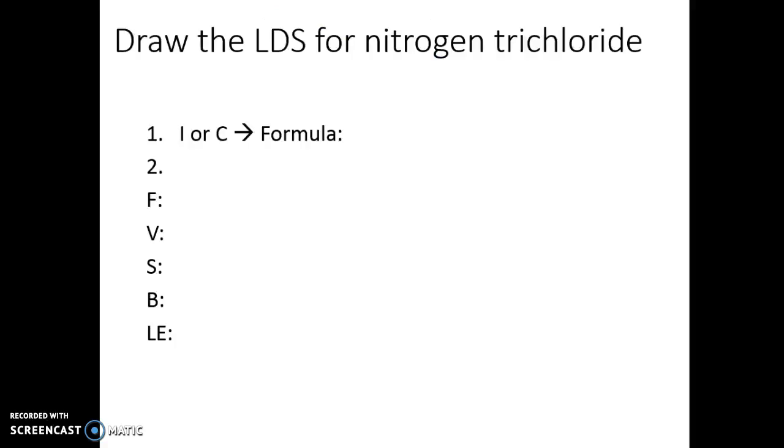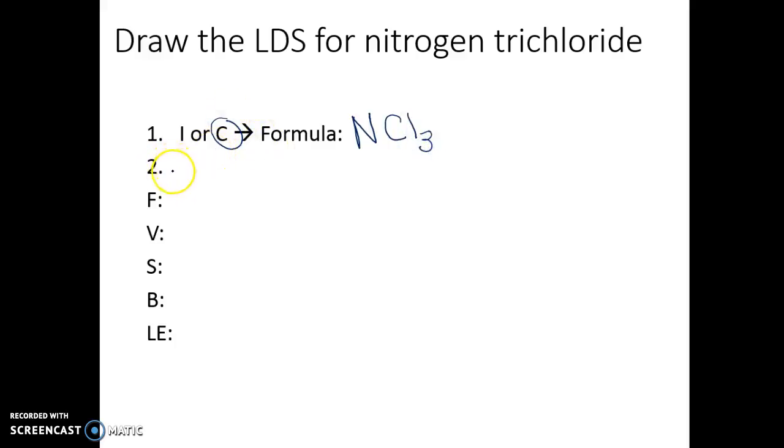Nitrogen trichloride. We follow 3 steps. The first thing we always want to do is decide if it's ionic or covalent. Because nitrogen and chlorine are both nonmetals, this is going to be a covalent structure. The formula for that is going to be nitrogen. There's only one of them. And then chlorine, tri means 3, so we get that subscript 3 there.